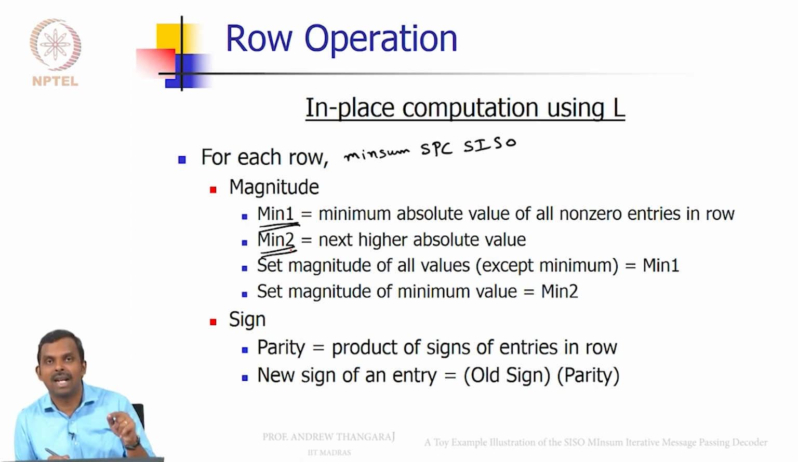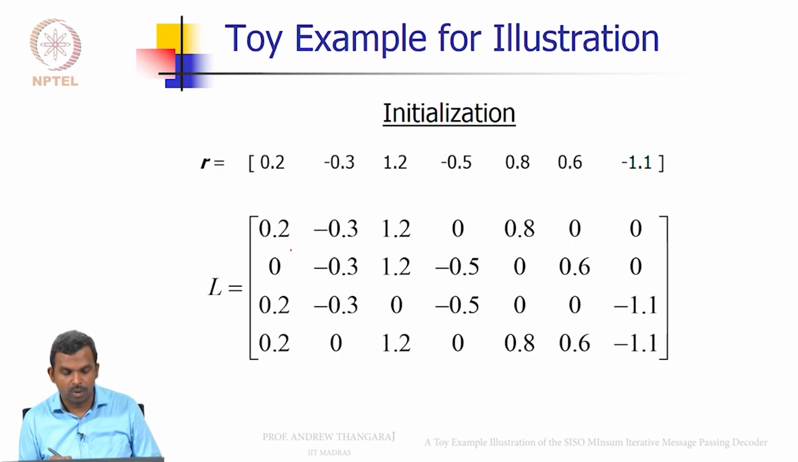If the overall parity is satisfied, you do not flip. If the overall parity is not satisfied, you flip. So, this is the SISO min-sum SPC decoder. We have seen this before. Let us see how we do this.